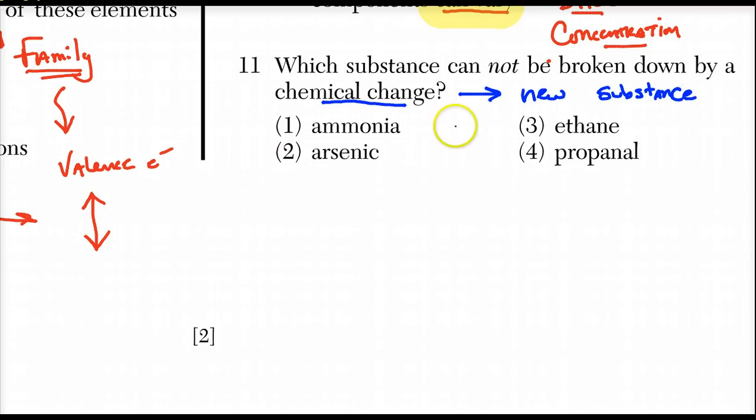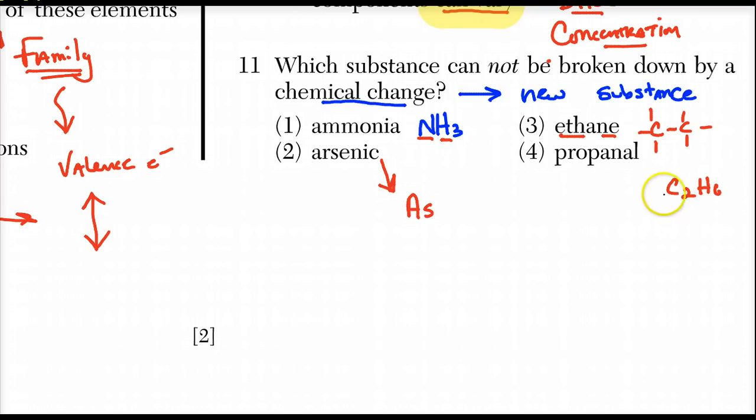Well, ammonia is NH3. That can be broken down into nitrogen and hydrogen atoms. Arsenic is an element, As. Ethane, you should know, is 2 Eths. Eth is 2 carbons. Ane is single bonds. Fill in the rest with the H's. This is a compound, C2H6, it's an alkane. Yes, you can break that down into carbons and hydrogens.